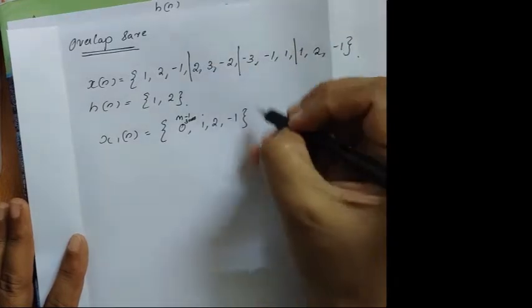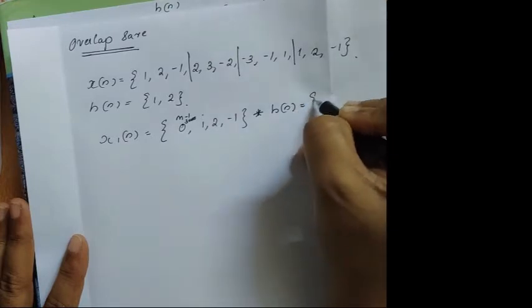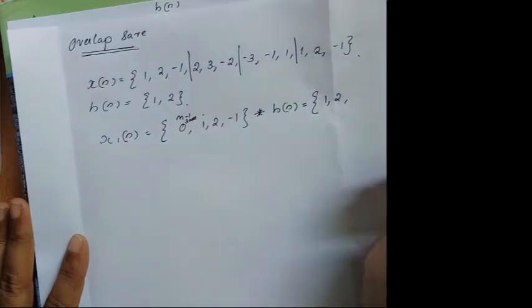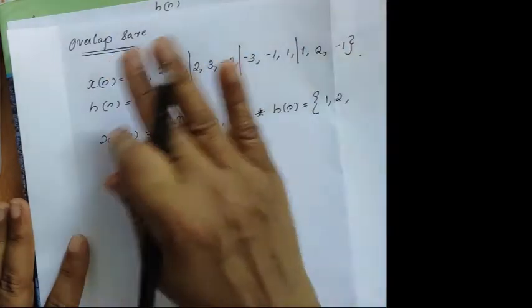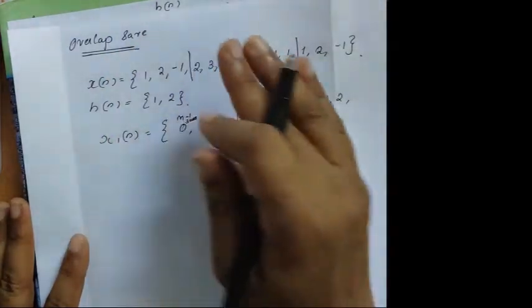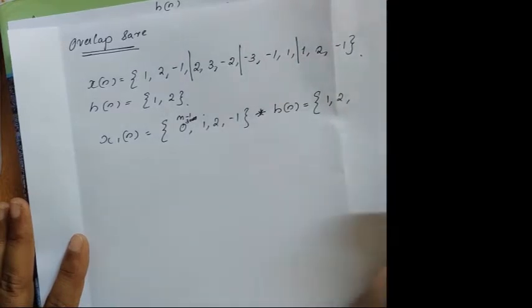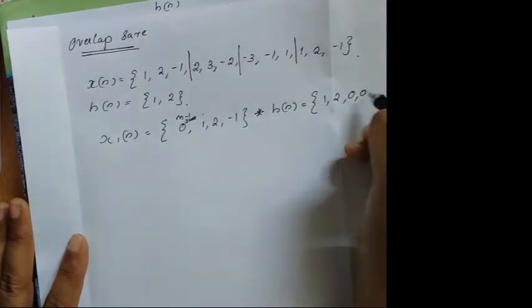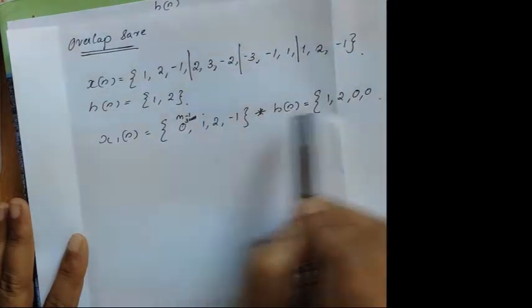Followed by that, you are convolving this with h of n. H of n is 1, 2. Over here all the zeros will be at the end. You should not get any doubt here. All the zeros in h of n should be at the end, as we did in the previous class: 0, 0. Here we are giving L minus 1 zeros. L is 3, 3 minus 1, 2 zeros.